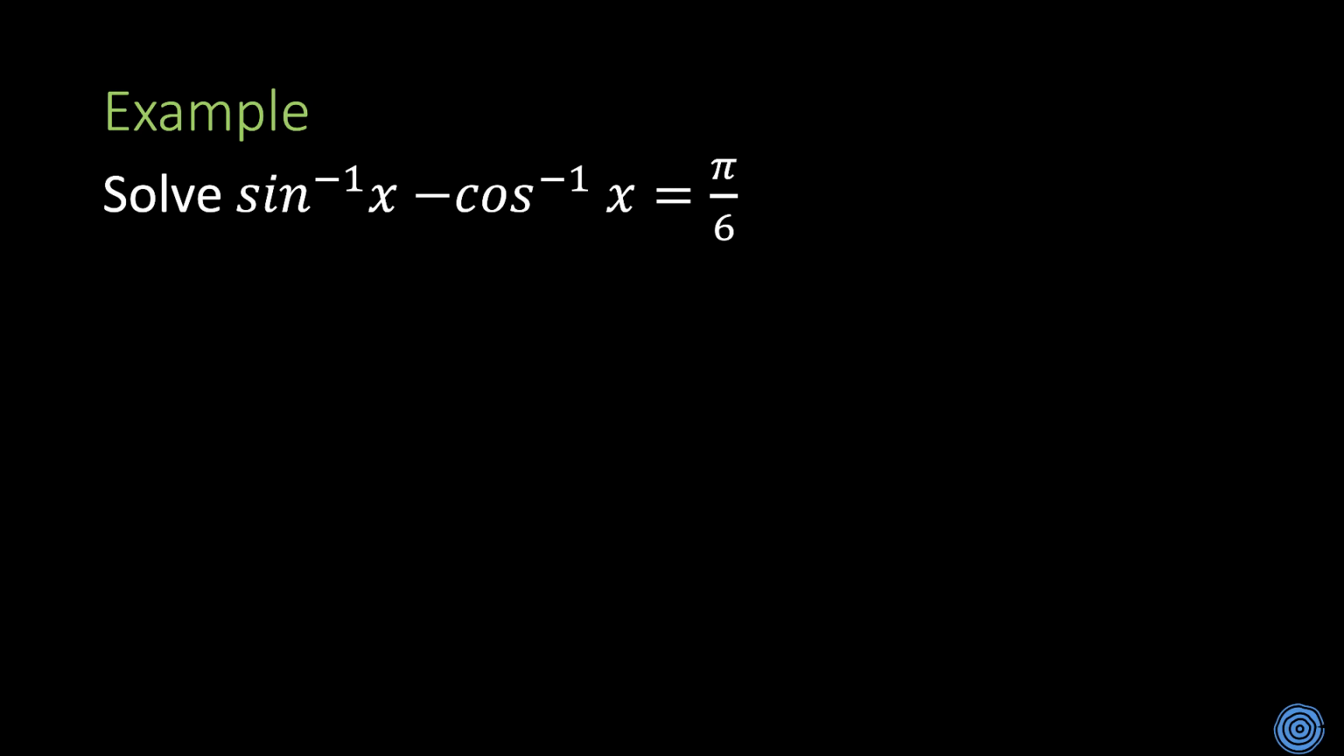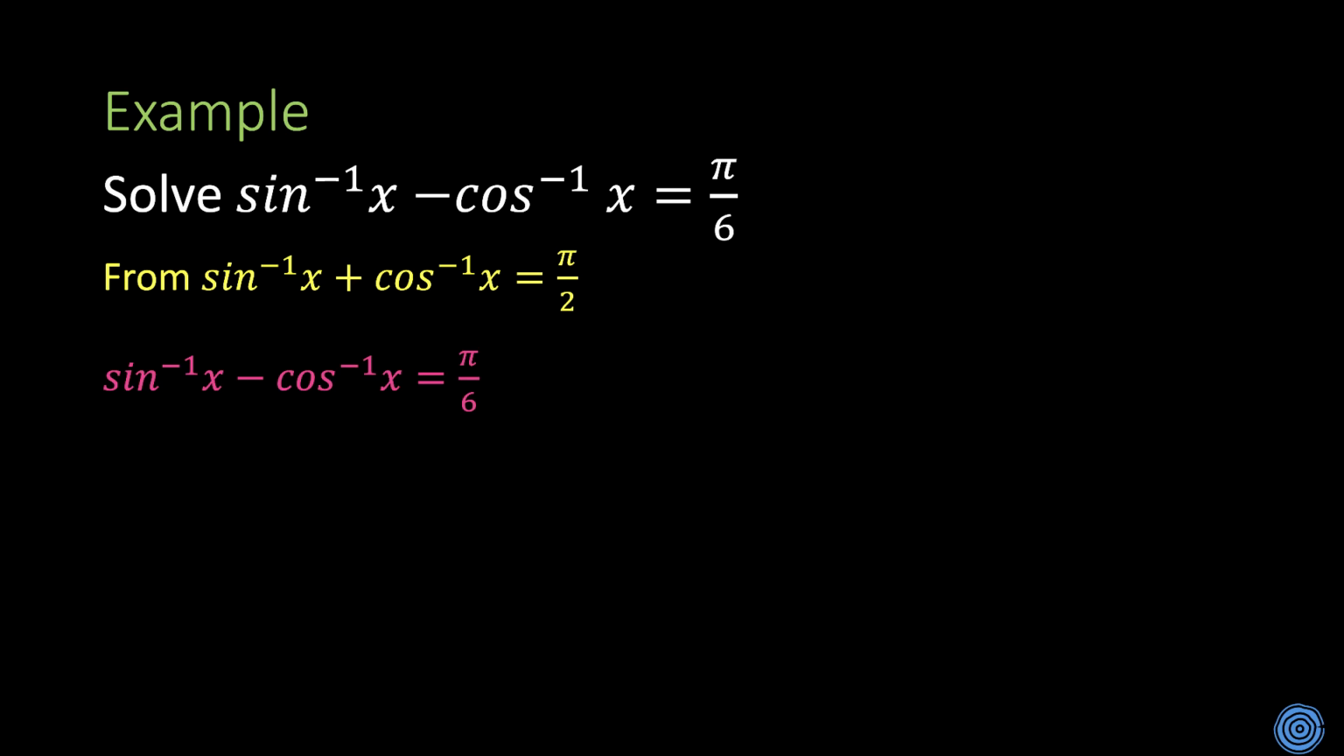Okay, for our last example, we're going to look at inverse sine x minus inverse cos x is equal to pi on 6. Now remember, we previously solved that the inverse sine of x plus the inverse cos of x was equal to pi on 2. So what I'm going to do is replace the inverse cos of x with pi on 2 minus sine inverse x. And that's again from our previous proof.